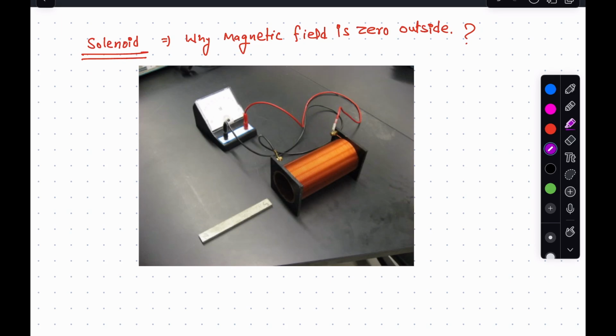So in this lecture we are going to talk about the solenoid, and why the magnetic field outside the solenoid is zero. So first of all, how does a solenoid practically look?